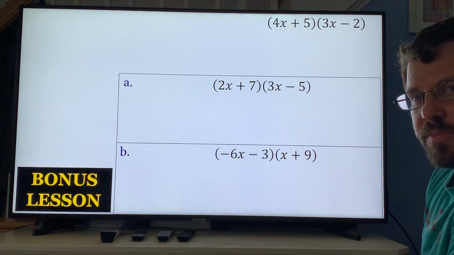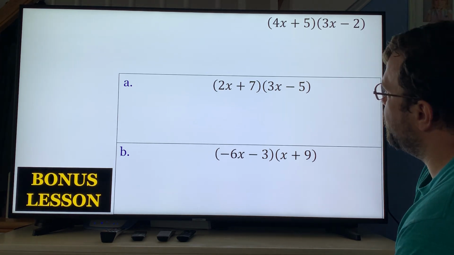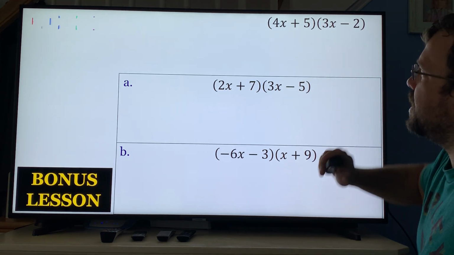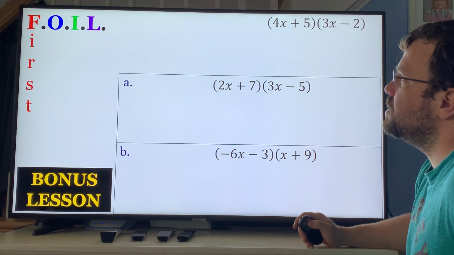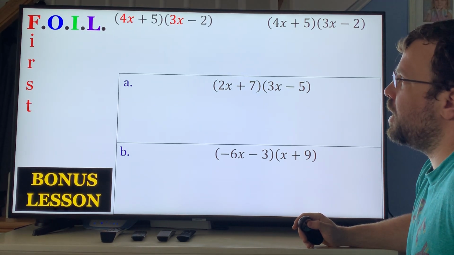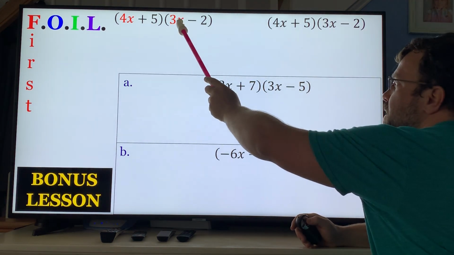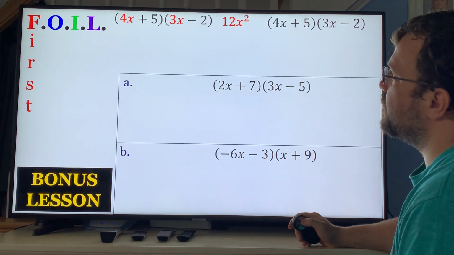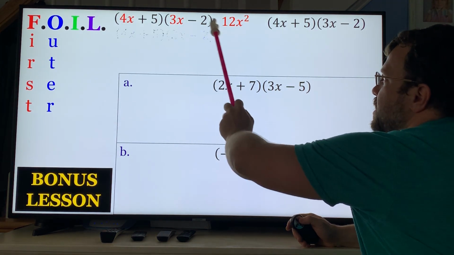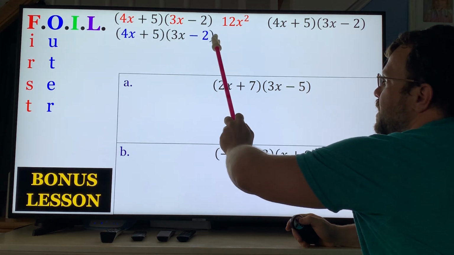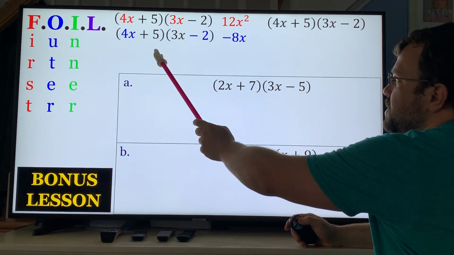This is a bonus lesson mainly because a lot of students in previous years had trouble foiling. So let's look at this again with the FOIL. First, outer, inner, last. First is multiply the first two: 4x times 3x is 12x squared. Outer is the two outside numbers. So 4x times negative 2 is negative 8x.